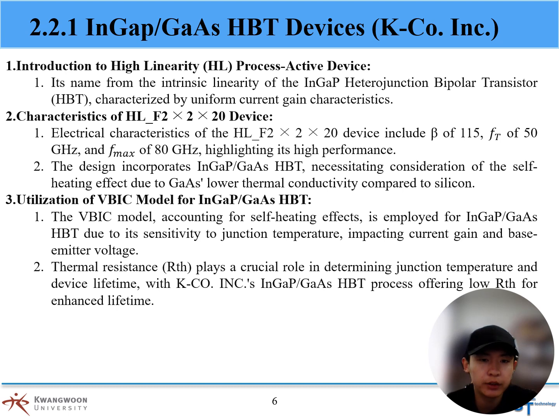This part is InGaP GaAs HBT devices. First part is Introduction to High Linearity Process Active Device. Its name comes from the intrinsic linearity of the InGaP heterojunction bipolar transistor, characterized by uniform current gain characteristics. Then is characteristics of HLF 2 multiply 2 multiply 20 device.